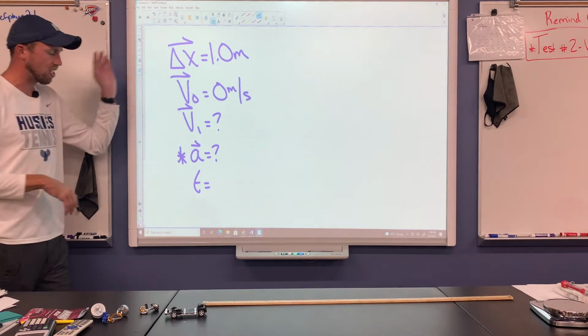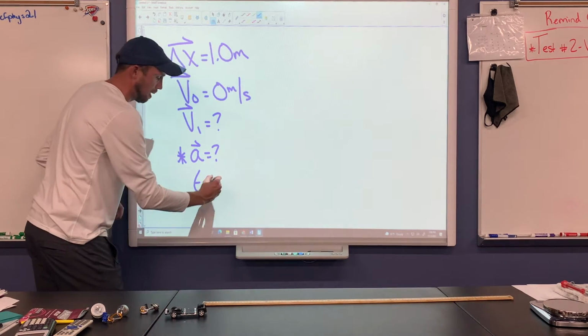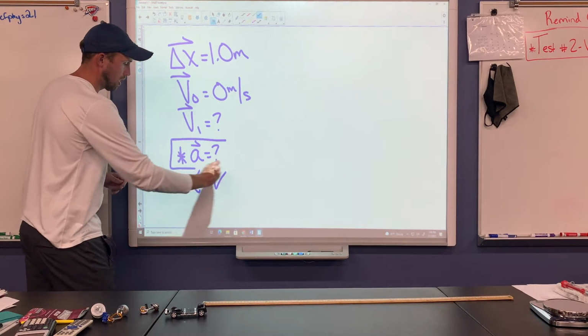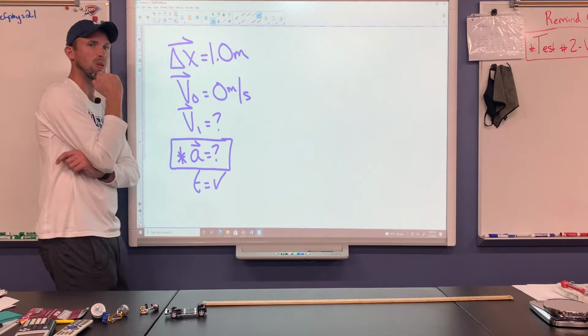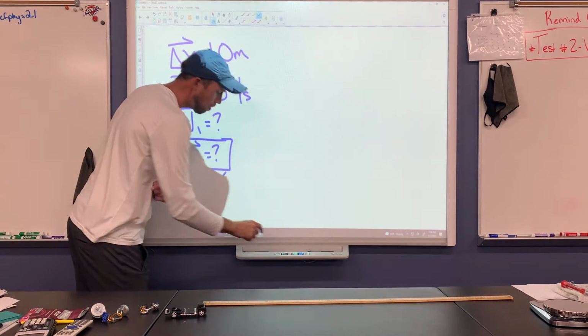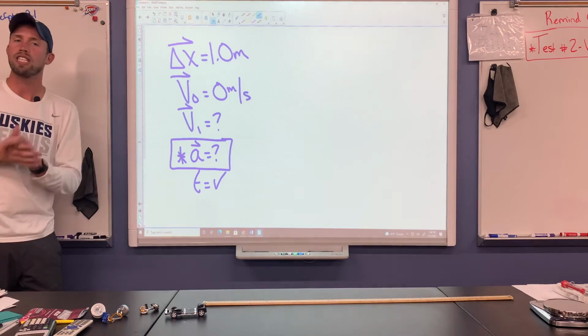So once I know this stuff, I'll put a check by time, meaning I should be able to use an equation to find my acceleration. Really the equation without v1, which we've used quite a bit. I'll leave that up to you all to decide. But hopefully this gives us a rough idea of what we're trying to do here.